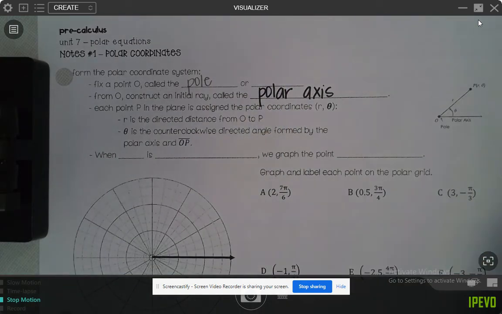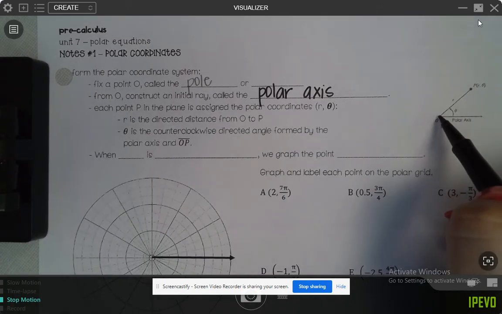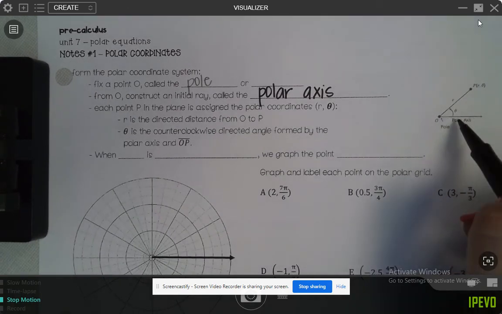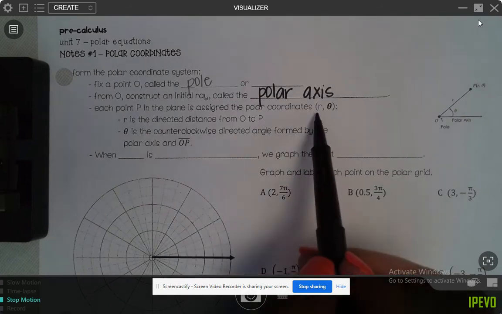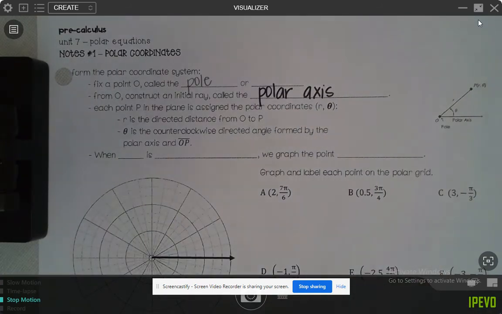So what's happened here is this is my pole. There's my starting point. There's my polar axis. And I've gone up some angle measure. So when you graph polar points, it will always be in the form (r, theta), r being the radius, theta being the angle for which you are graphing it on.